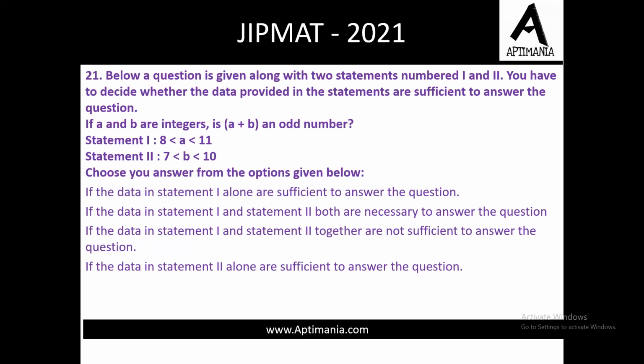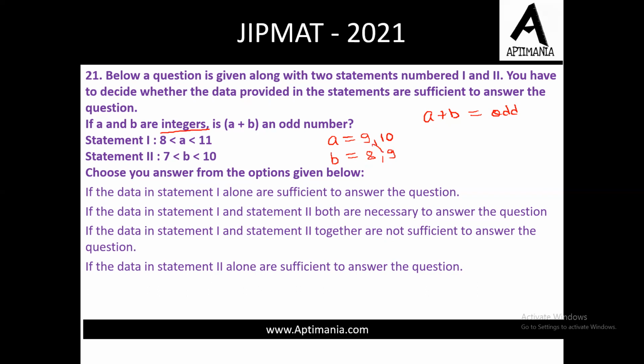Now the question is, A plus B odd hai kya? Is A plus B an odd number? Now first statement is A lies between 8 and 11 and these are integers. So basically ये कह रहे हैं कि A can be either 9 or 10. Now केवल A के बारे में पता होने से we cannot comment on the summation of A and B. Now let us take the help of second statement. B lies between 7 and 10, so B can be either 8 or 9. Now see, the addition of A and B can be either odd or it can be even as well.